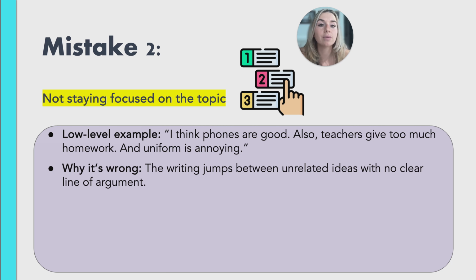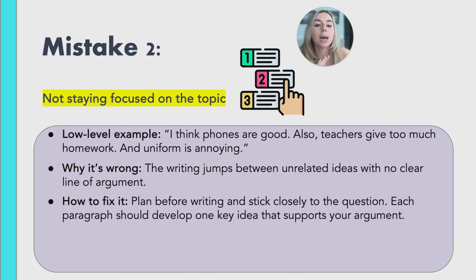We want to have a very clear line of argument. We want to be very clearly for or against the statement, but I want to have a very clear focus on what part of the statement it is and expand upon that. So how to fix it? Plan before writing and stick closely to the question. Each paragraph should develop one key idea that supports your argument.